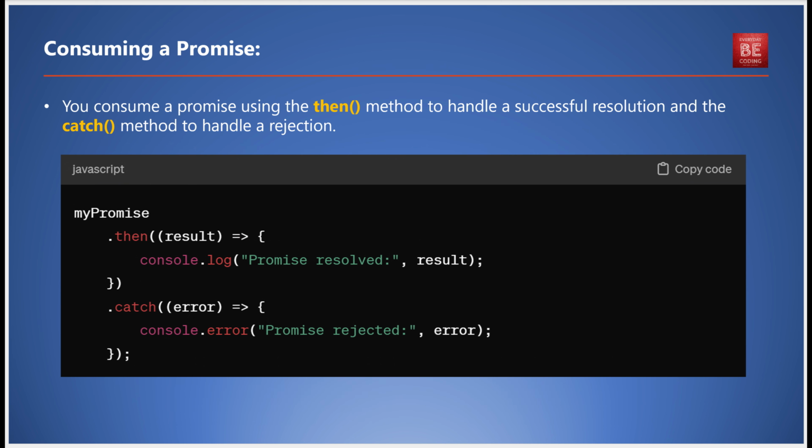Once a promise is created, you can consume it using the then method for a successful resolution and the catch method for a rejection. This way you can handle both the outcomes of an asynchronous operation.